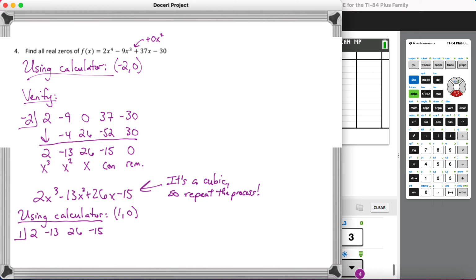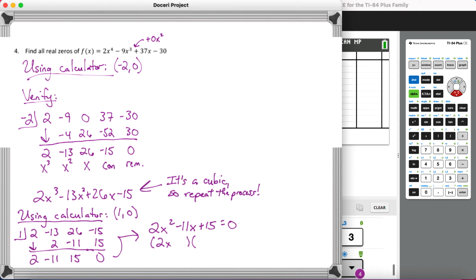Again, I'm just pulling the coefficients from the answer we got from the previous step. And we repeat the process here to get ourselves a quadratic expression. Again, I know I'm in good shape because my remainder was 0. So I'm left with 2x squared minus 11x plus 15. This is now something we can solve by factoring.